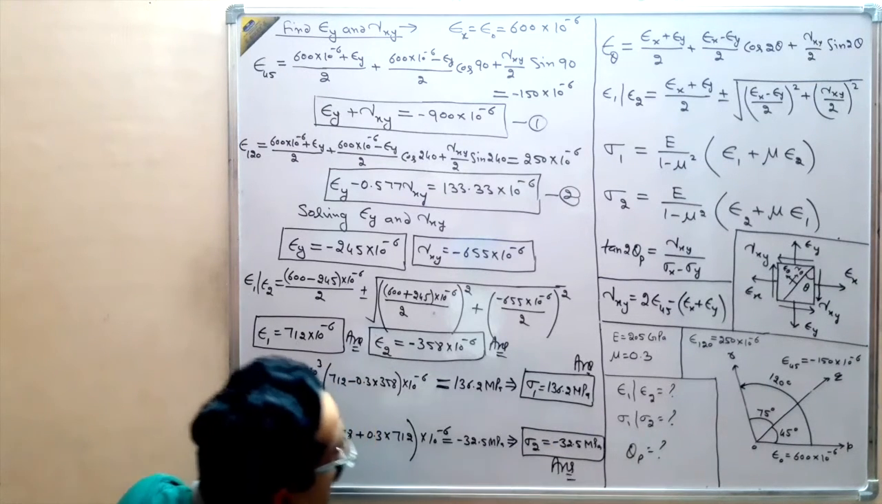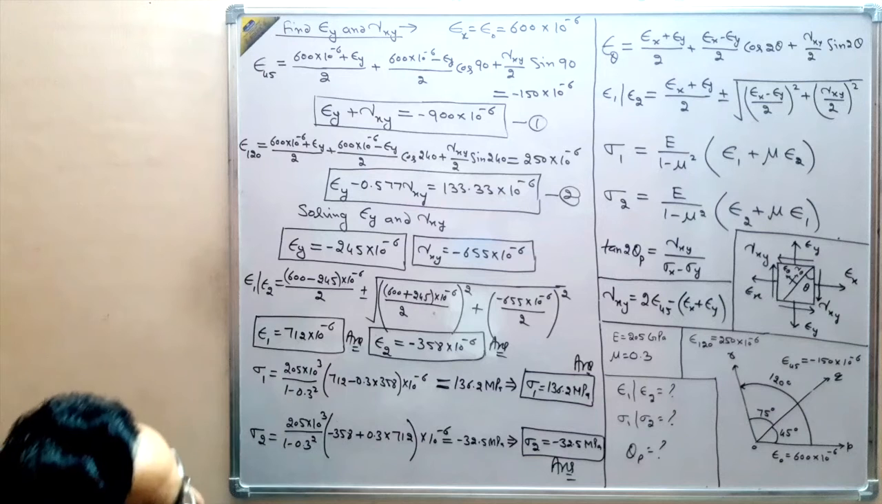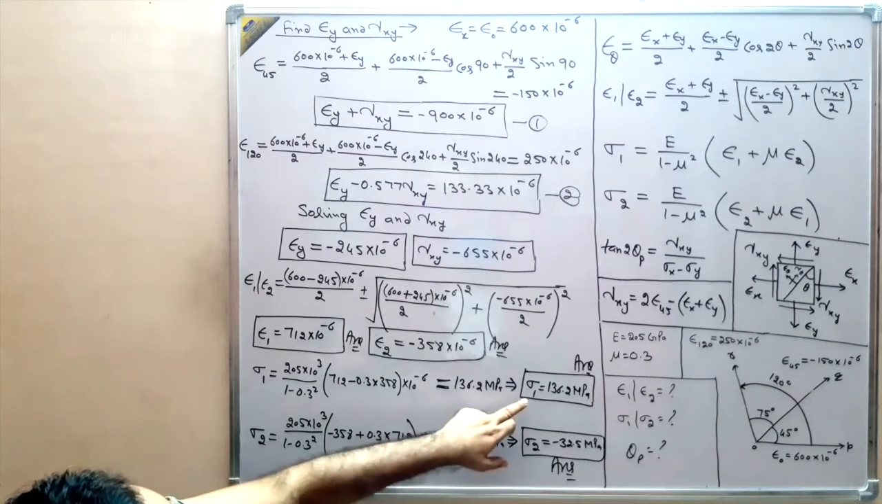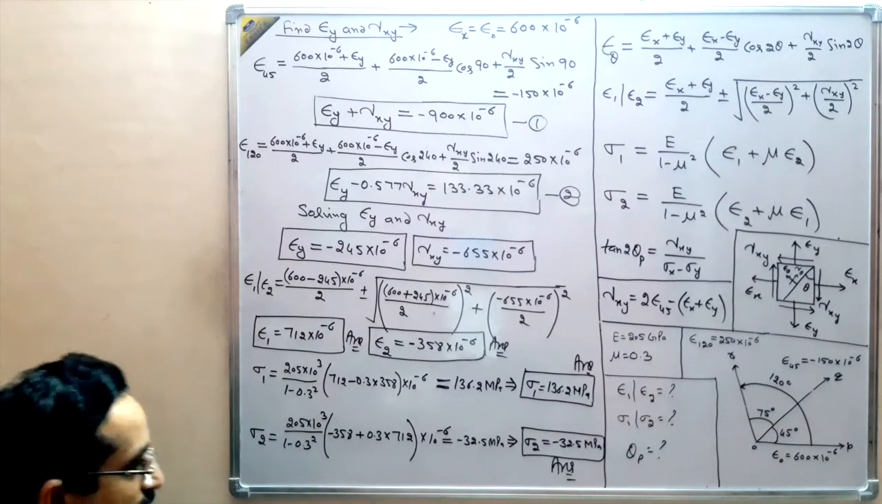So using the strain gauges, strain rosettes, we have finally found the stresses, right? Otherwise we cannot measure the stresses, we can measure only strains, and by measuring the strains we can determine, using the formulas relating strain and stress, sigma 1 and sigma 2, right?